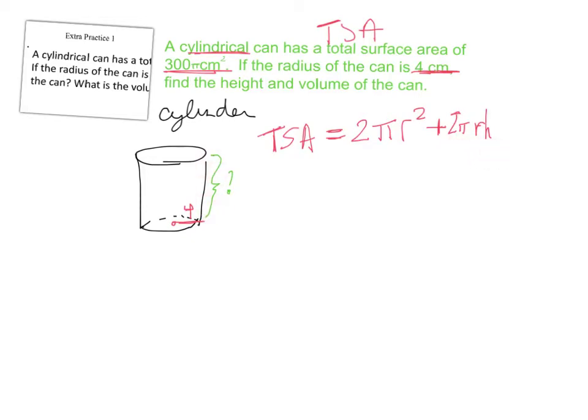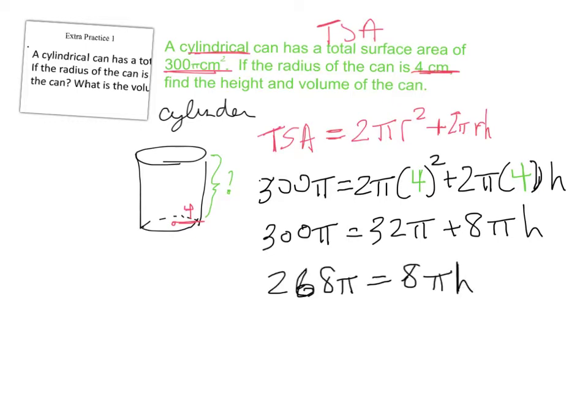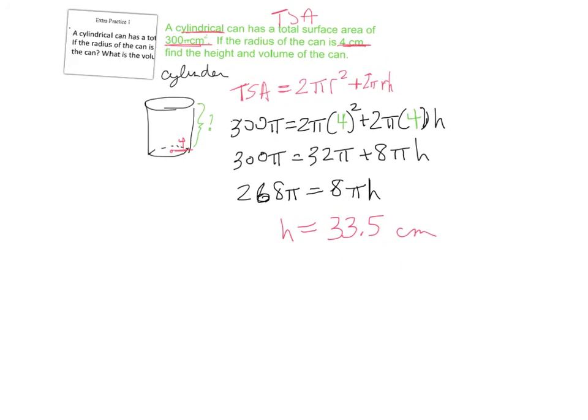So let's plug in what we know. We know total surface area. We know radius. I think it looks like that. Well, let's clean this up. If we get this, and if I divide both sides by 8 pi, I think I get h equals 33.5 centimeters. So that's the first thing down.